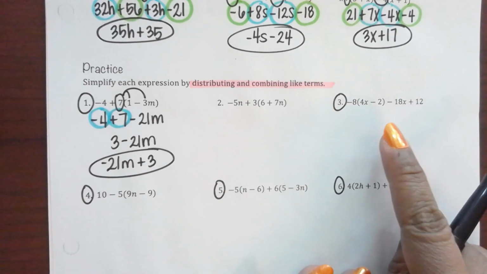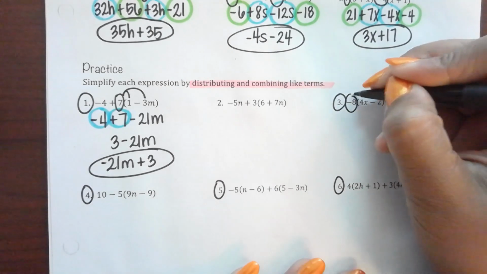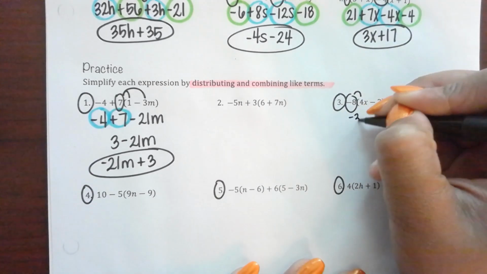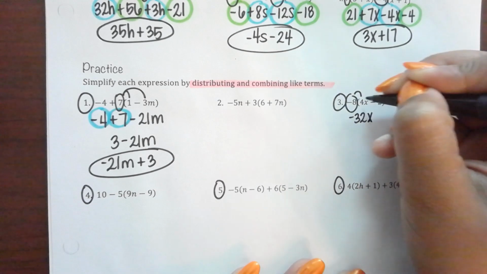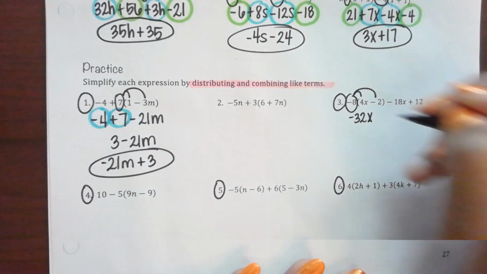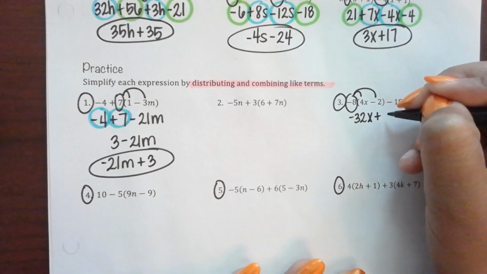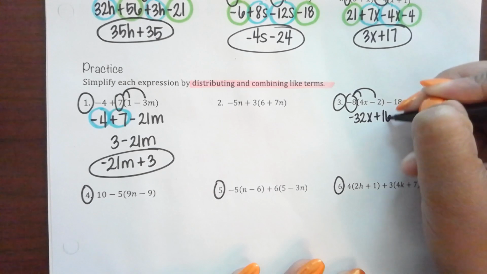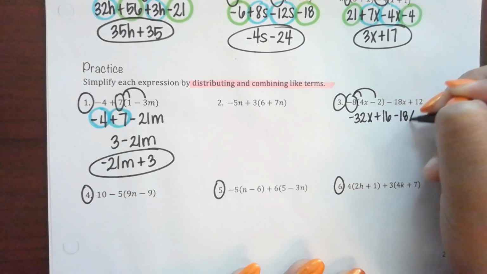Looking at number 3, what needs to happen first? Negative 8 times 4, which gets you negative 32x. Then minus... no, it'll be plus, because two negatives make a positive when you're multiplying. 16. Then, what's coming down behind it? Minus 18x plus 12.